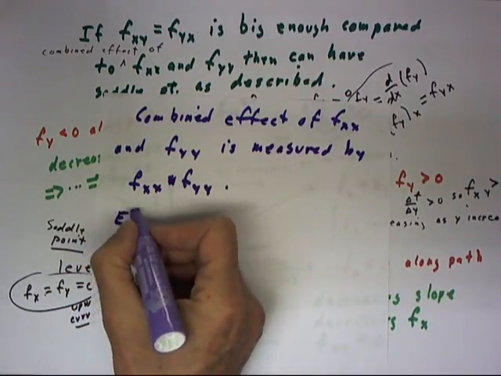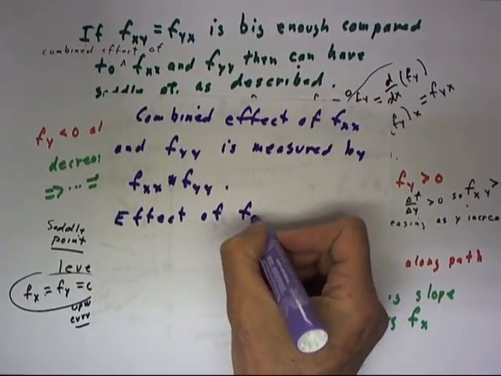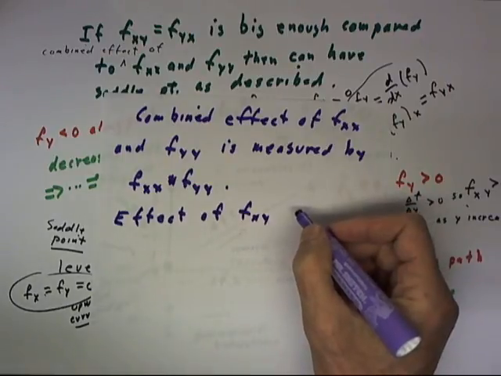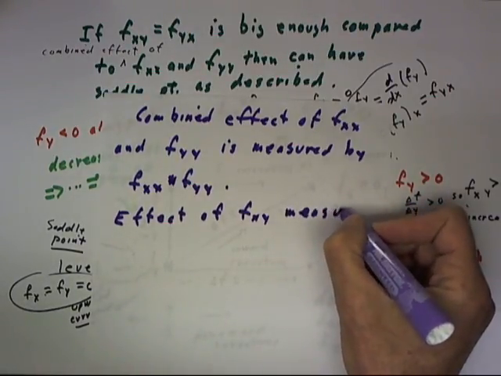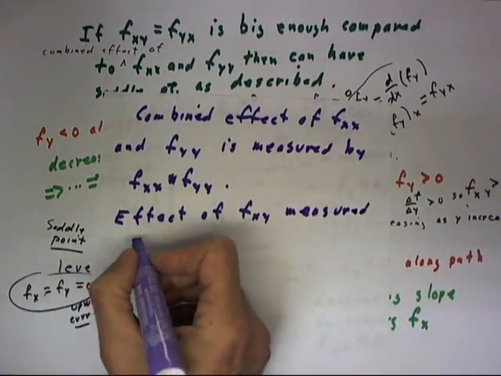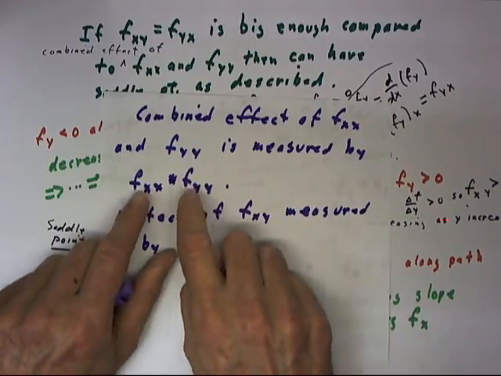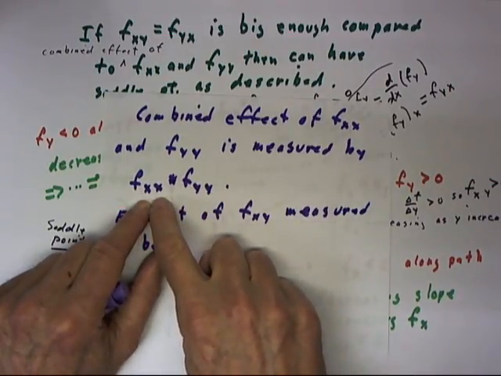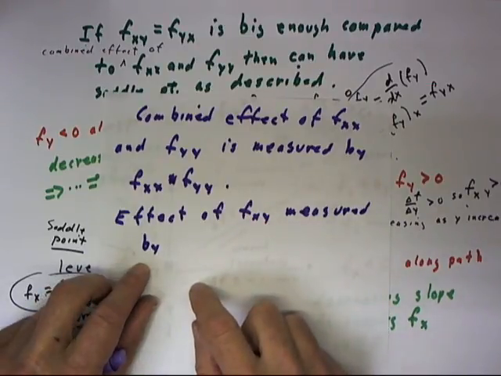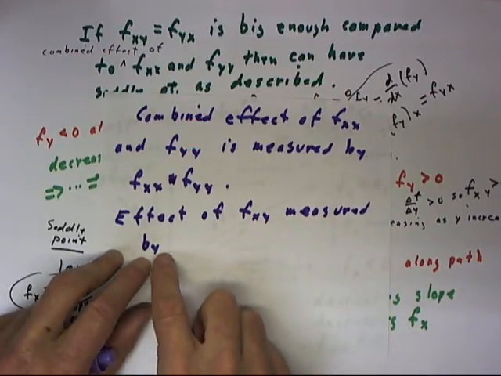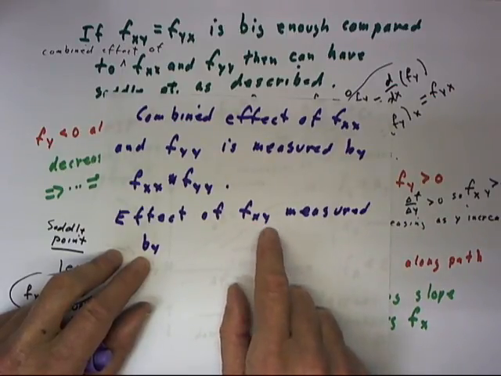The effect of fxy is measured by what? Well, we're getting to multiply fxx by fyy. Now, it's not a matter of fairness, but we can kind of think, if we're going to be fair about this, that we better let fxy multiply itself.